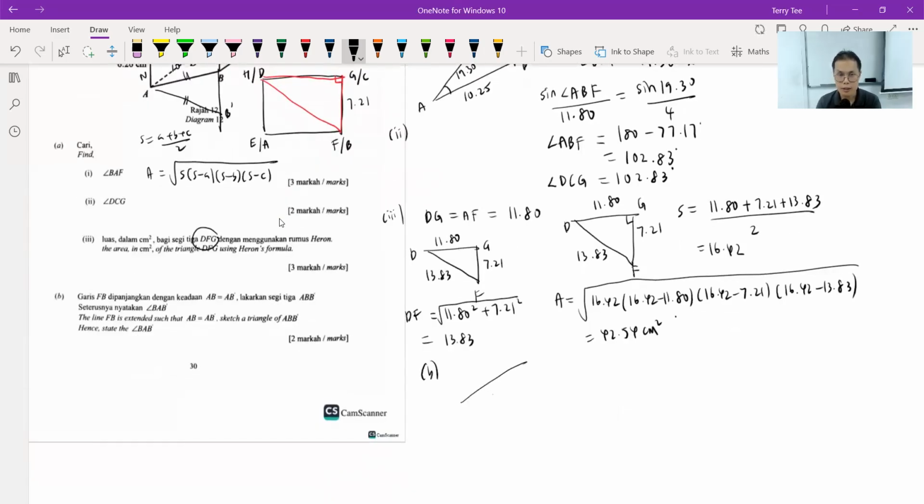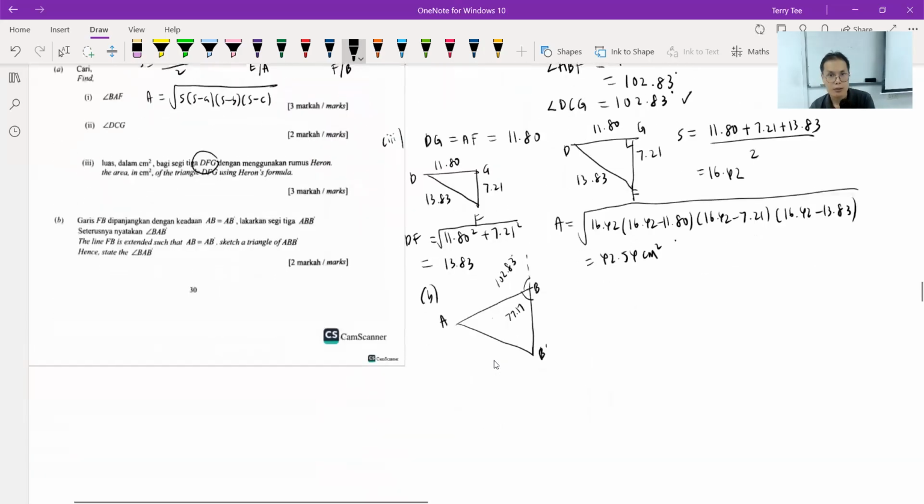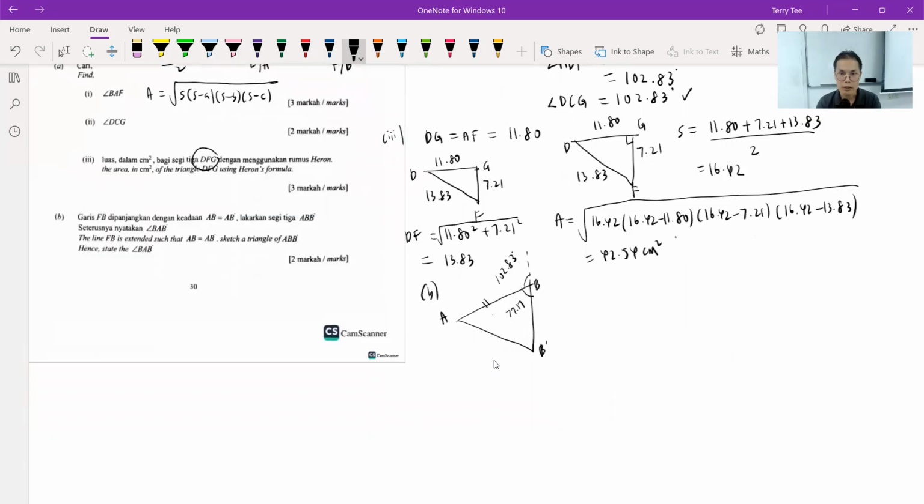It looks like it is an isosceles triangle. Let's just draw like this. This is your B, this is your B prime, this is your A. Now, previously, we know this angle here is 102.83. Yeah, if you extend here, this is 102.83. So the angle next to it should be this one, 77.17, right? So when you extend, you notice that these two are equal length. AB prime equals to AB. So this is also 77.17.